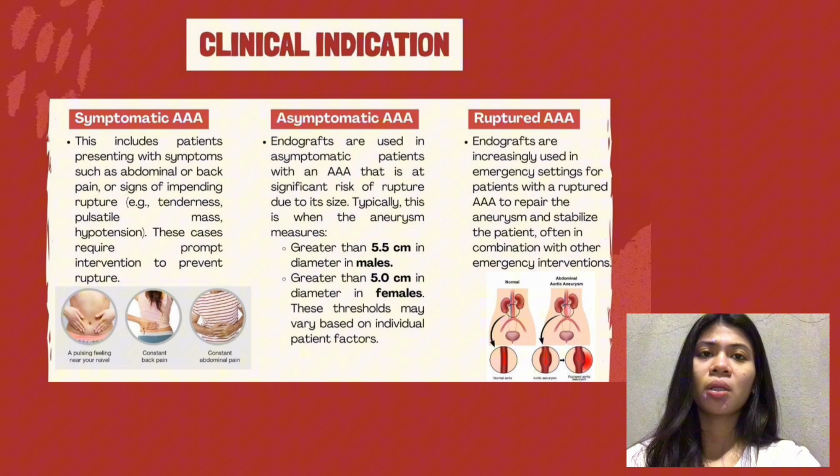And the last one, we have ruptured AAA. Of the three, this is the worst, because this is a life-threatening condition where the aneurysm bursts, causing severe internal bleeding. Emergency treatment is required. For example, a person who suddenly collapses due to internal bleeding might have had a ruptured AAA.